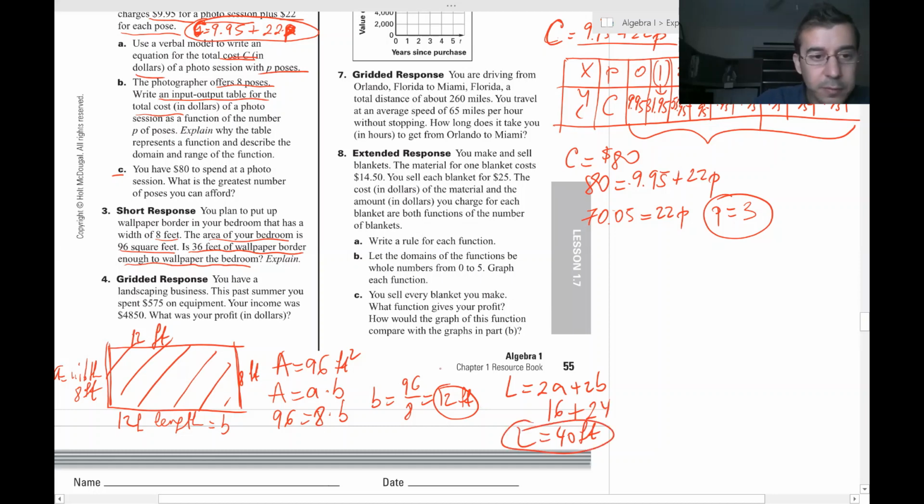That's 40 feet of border, and it's asking, is 36 feet of border enough to wallpaper the bedroom? No, it's not enough. You're going to be 4 feet short. Okay.